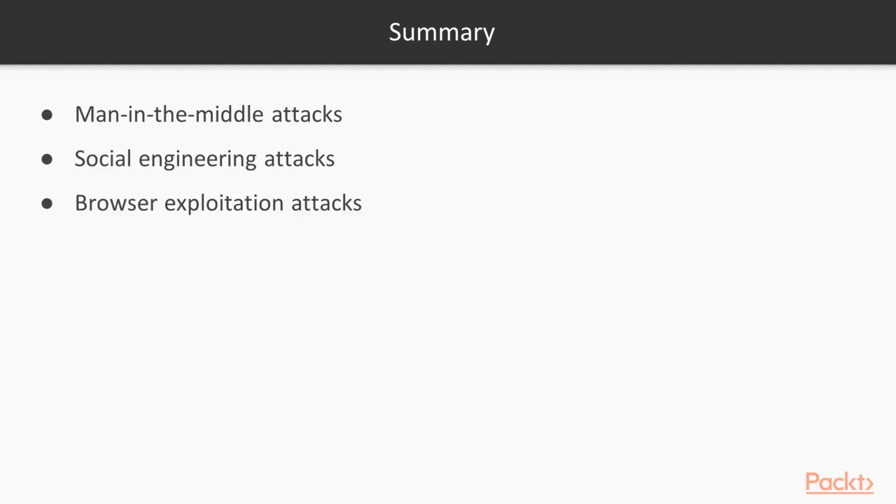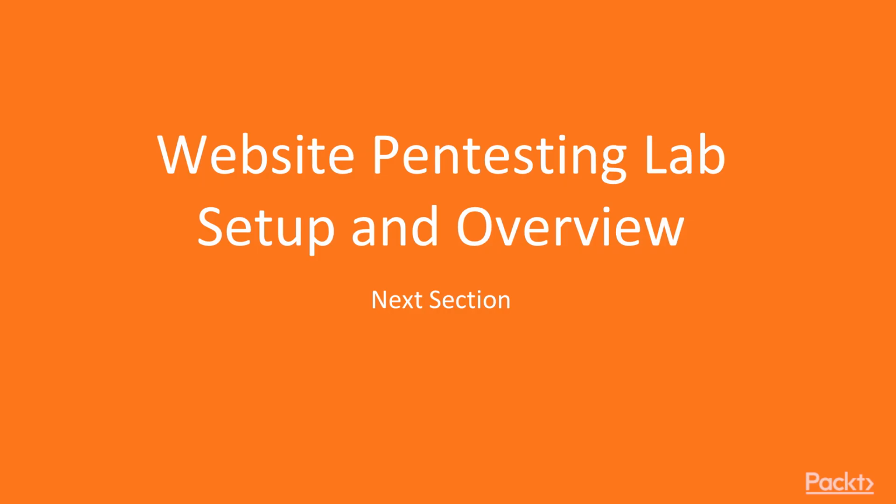Let's talk about the section summary. So in this section, we have learned about what is the man-in-the-middle attack, and we have also performed practicals using Wireshark and Ettercap. Then we have learned how to perform social engineering attacks using Social Engineering Toolkit. And finally, we have learned how to perform browser exploitation using Browser Exploitation Framework or BeEF available in Kali Linux. So this is all about this section, and in the next section, we will learn website pen testing, lab setup, and overview. Thank you so much.